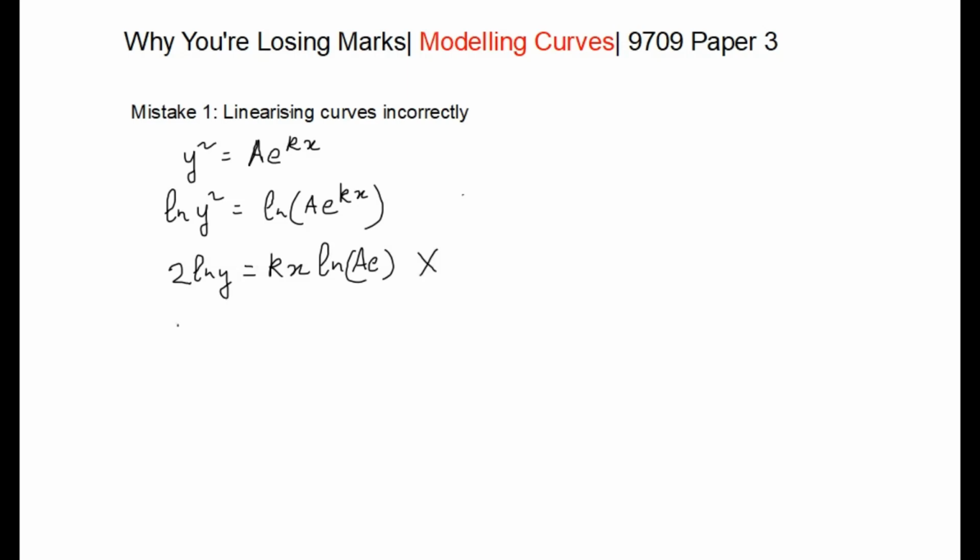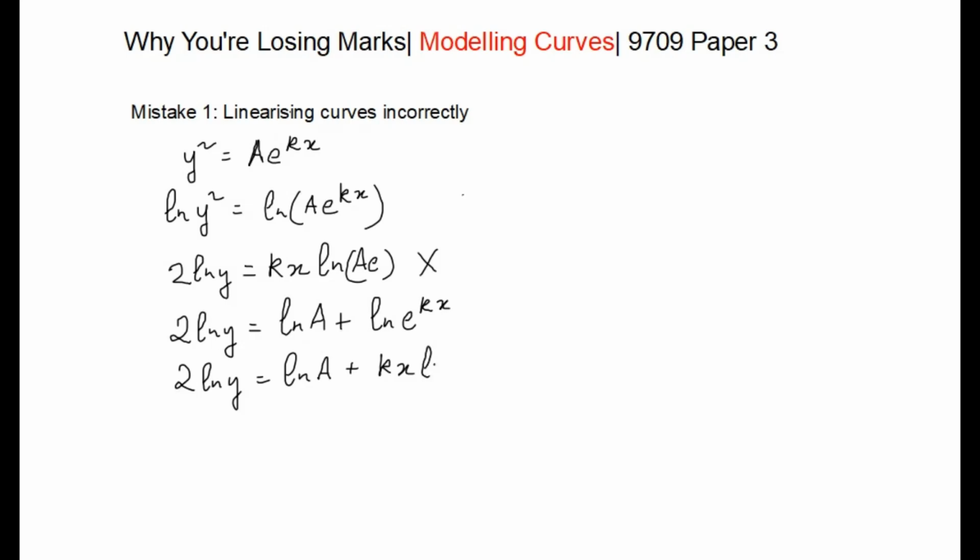Therefore the right way of writing this is to write 2 log y is equal to, we want to use the multiplication law here, so log a plus log e to the power of kx, and then in the next line you can make kx the multiplier for log e. Right, now we can just simplify it. We know that log e is equal to 1, and therefore it becomes 2 log y is equal to log a plus kx.